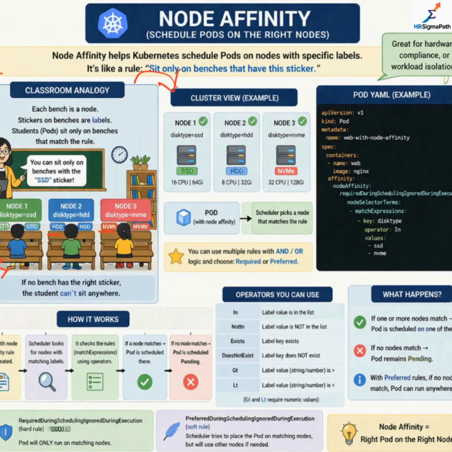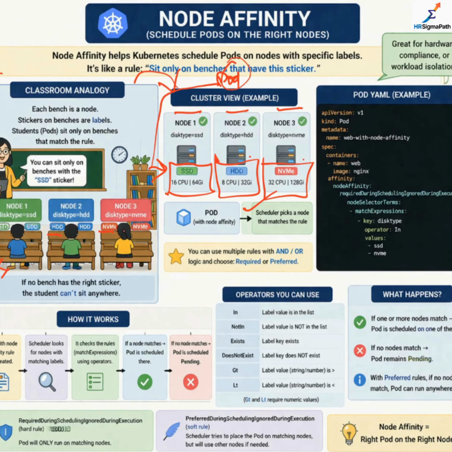So let's convert this classroom into a real system. We have three nodes, node 1, node 2, node 3, which have labels defined: SSD, HDD, and NVMe. Suppose there is a pod which says I only want to sit on a node which has the specific label SSD, which is node 1. This decision is taken by the scheduler, which finds the right node automatically. So the scheduler is nothing but a placement decision maker.